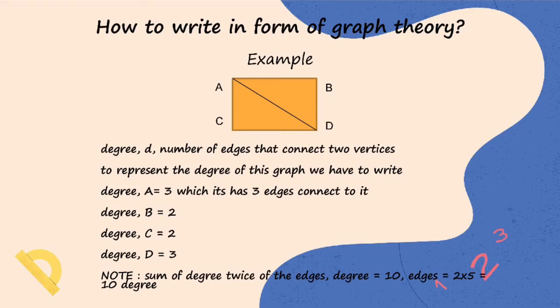Degree D represents the number of edges that connect to a vertex. To represent the degree of the graph, we write degree A equals 3, which means it has 3 edges connecting to it. Degree B equals 2. Degree C equals 2 and degree D equals 3. Note, the sum of the degrees is twice the number of edges. Degree sum equals 10, edges 2 times 5 equals 10.